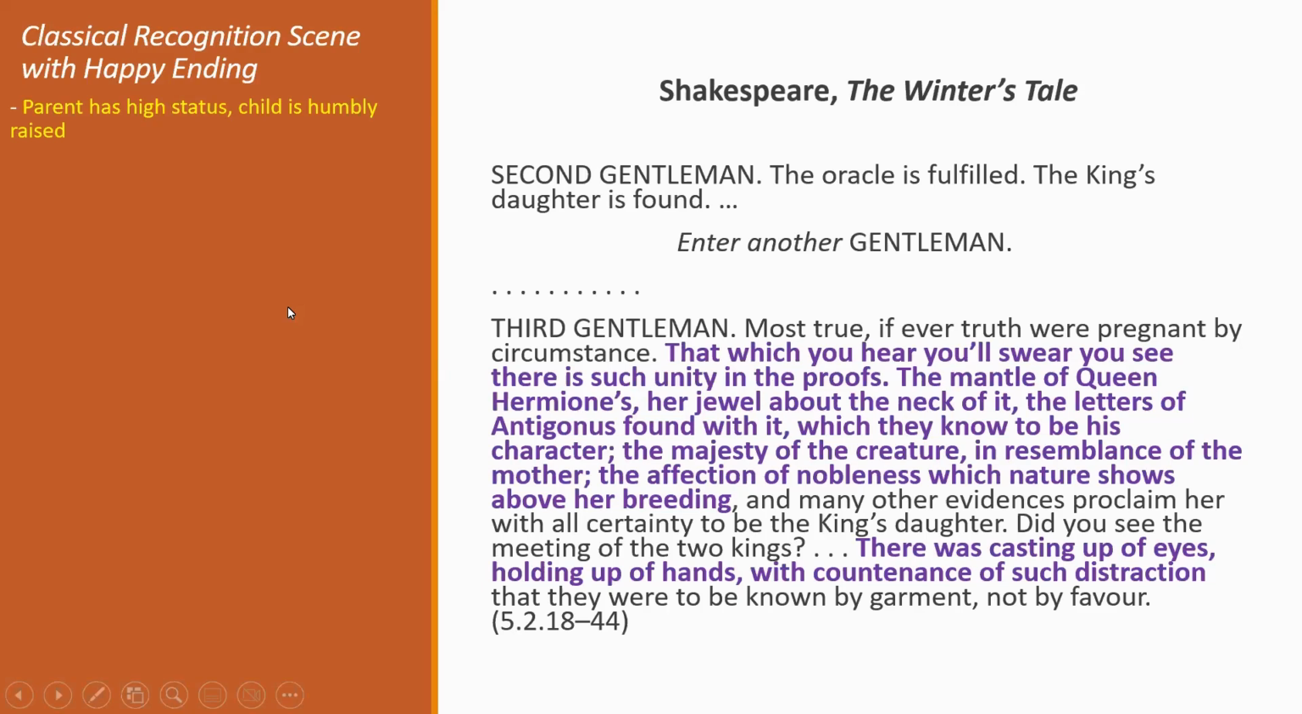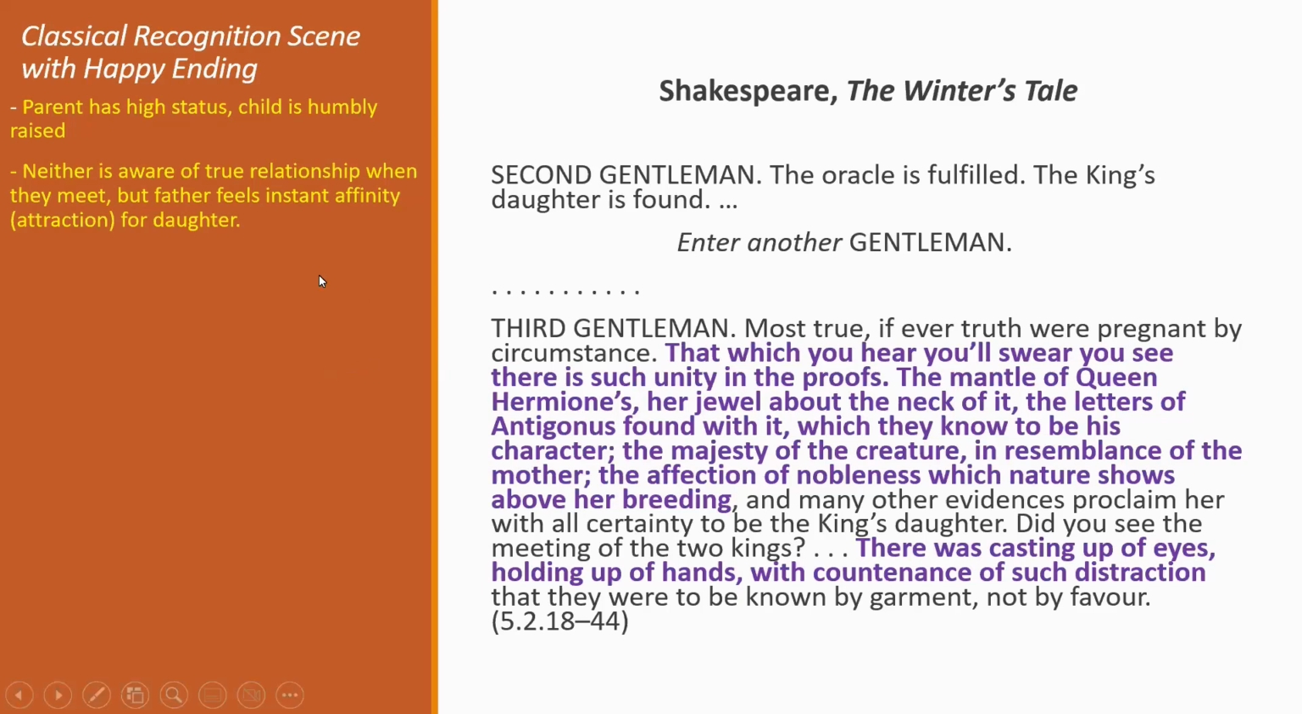So once again, we have elements that are starting to look very familiar. The parent has high status, the child is humbly raised. Neither is aware of the true relationship when they meet, but the father feels an instant affinity, and yes, it's an attraction. So there's that possibility of incest that comes up quite often in these recognition scenes, and you can put that into yours or leave it out completely. It is optional, but it does happen a lot because he doesn't know this is his daughter and she's beautiful.